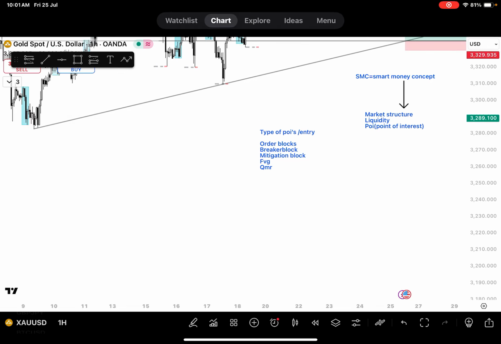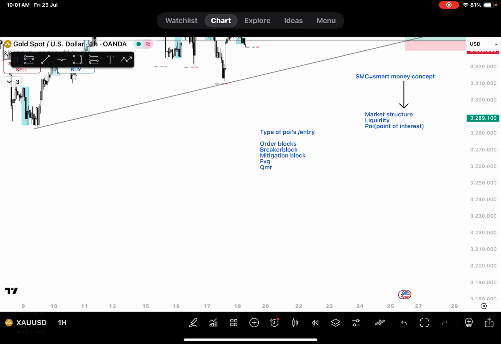So now let me teach you what is easy for you and basically what you are going to use in the market, which is very, very important to you. Now, the first on the line we have is what? We have our order block.